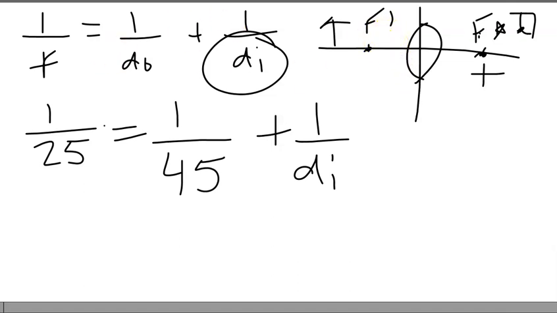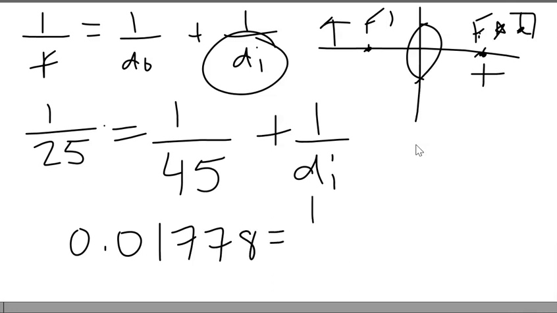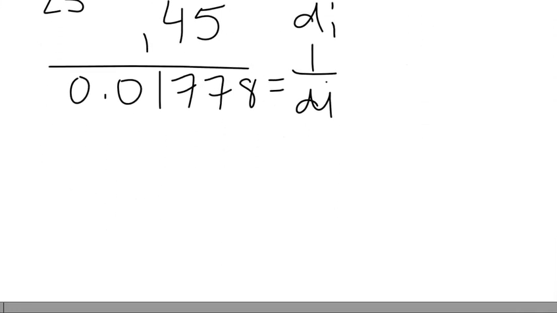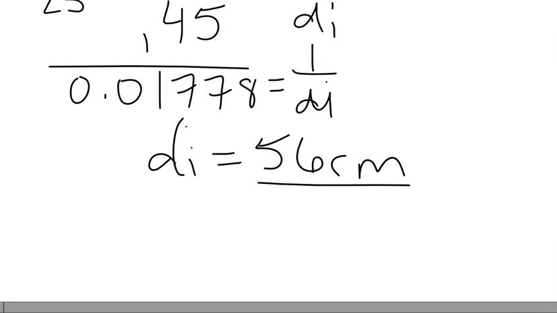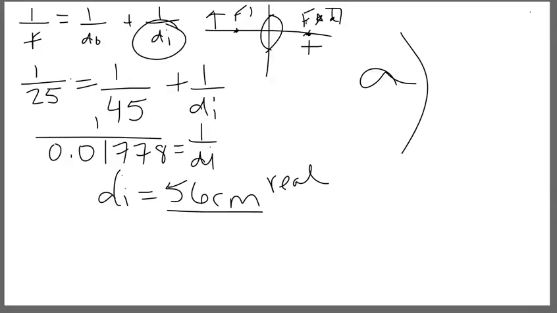But that might not necessarily happen in this case. So when we solve for that, just like with the mirror equation, you should get 0.01778 is equal to 1 over di, and then you just need to do 1 over that to give you your answer for di. So the distance of my image should be 56 centimeters, and remember it's positive, so that means it's going to be a real image, and it will pop up on the same side as the viewer. So this is part A.